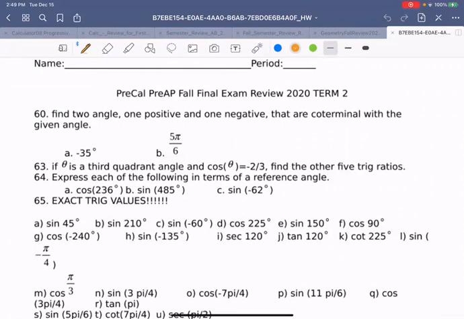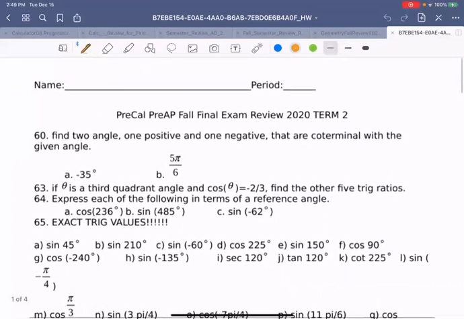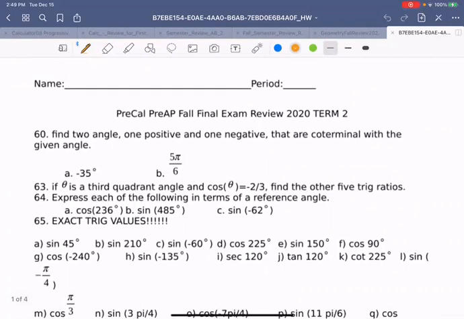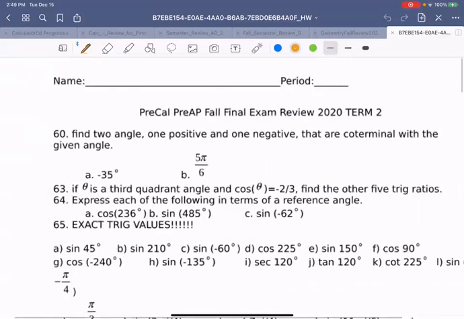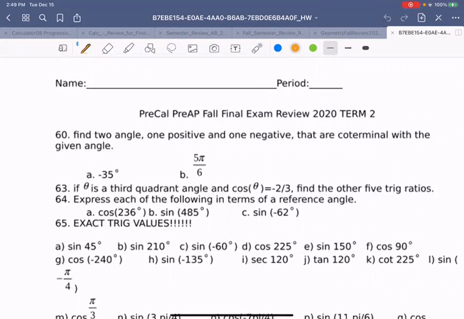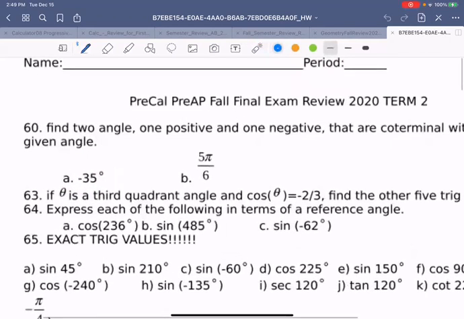Find two angles, positive, negative, coterminal with this. Well, this is easy. For the coterminal, we can plus pi, and we can minus pi. We can also plus 2 pi. So there are many solutions, right?